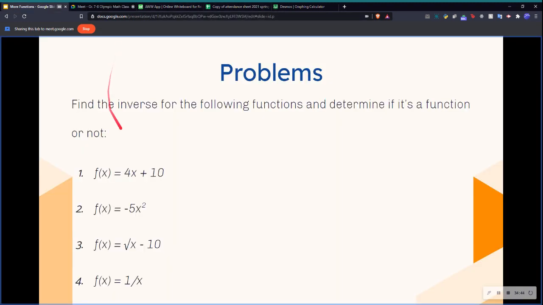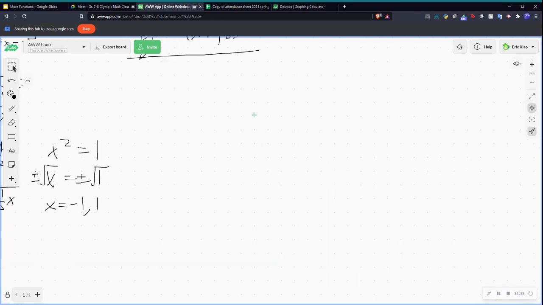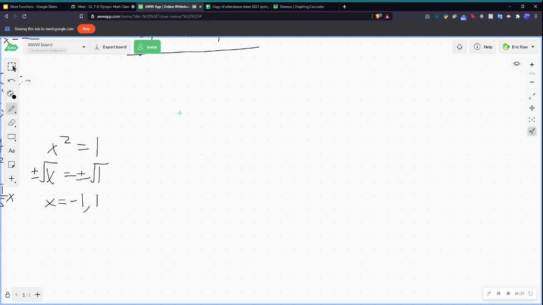Okay, you know what? Let's take it up. So f of x is equal to 1 over x. Let's take that up. So y is equal to 1 over x. Now we just switch the x and the y around. So we get x is equal to 1 over y.